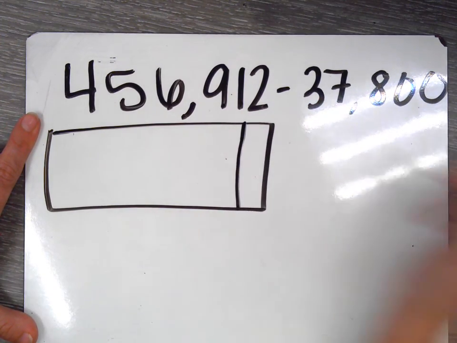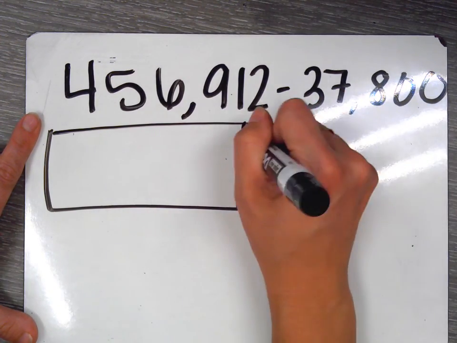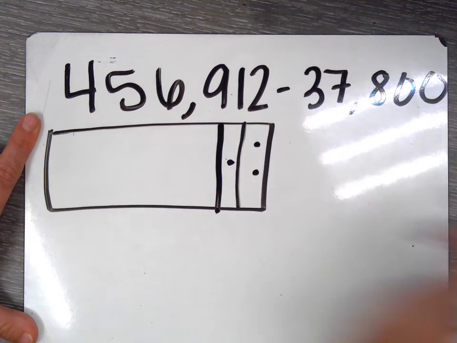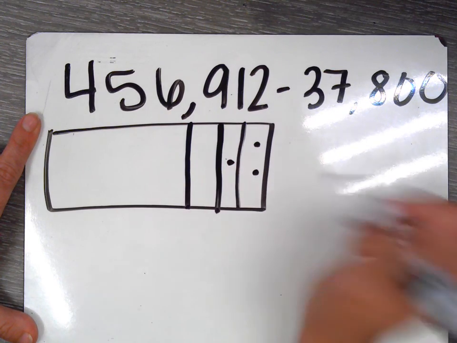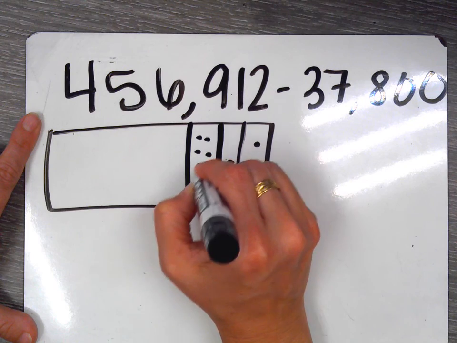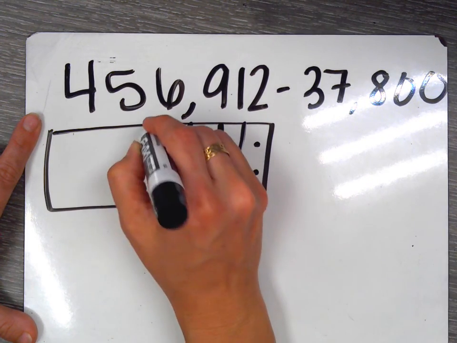I'm going to check how many ones do I have? I have 2. How many tens do I have? I have 1. How many hundreds do I have? I have 9. 1, 2, 3, 4, 5, 6, 7, 8, 9. How many thousands do I have?